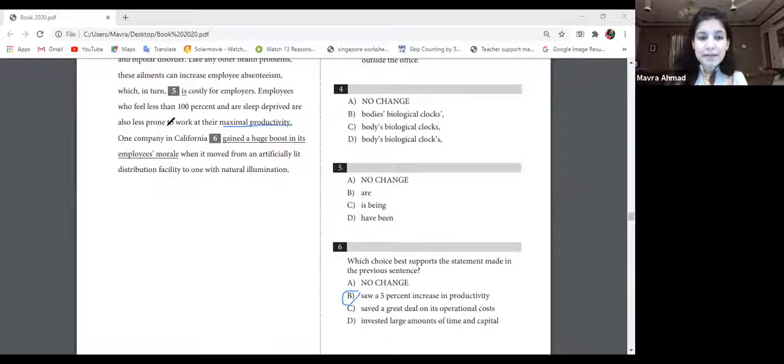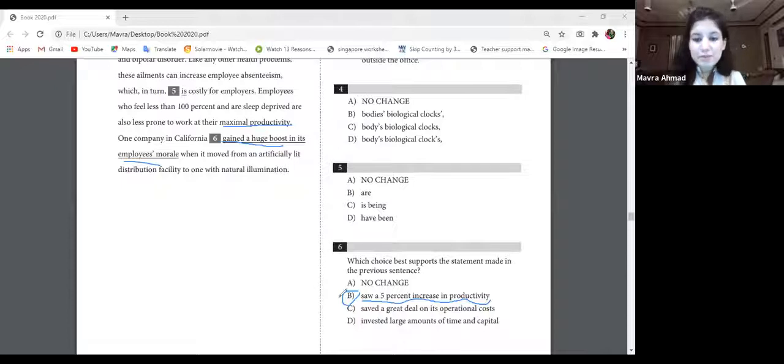And then in the next sentence also we see one company in California gained a huge boost in its employees' morale. अब यहाँ पर हम मोराल की बात करें जबकि यहाँ पर प्रोडक्टिविटी की बात हो रही है. सो इन ऑर्डर टू मेक श्योर कि हमारा डायरेक्ट रेफरेंस जो है वो प्रोडक्टिविटी के साथ हो, वी नीड टू चूज द option that talks about productivity. So saw a 5% increase in productivity is the right choice, and we need to replace the underlined part with a mention of productivity, employee productivity, because this is what is consistent with the preceding sentence.